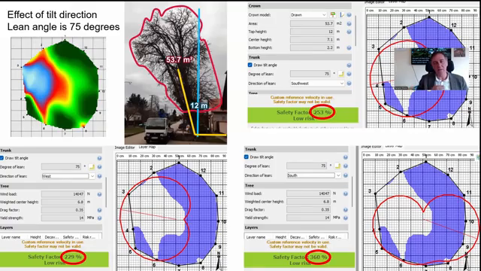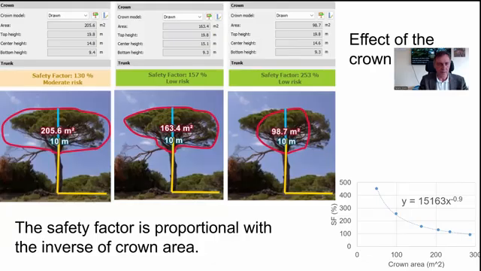In case of circular and intact shape, this feature cannot be seen, but in this case, the leaning direction is becoming important, quite important. So that's why when you do the investigation, this information is quite important to record. Effect of the crown area.